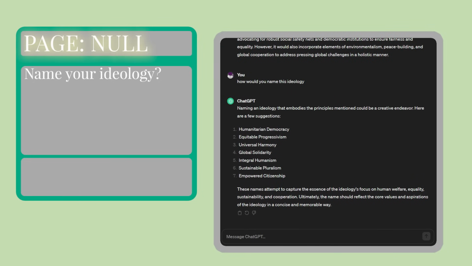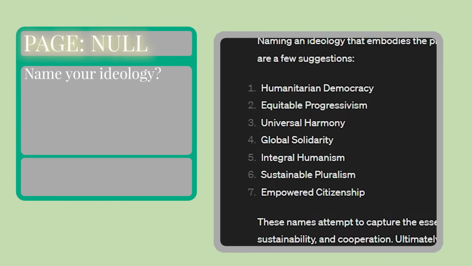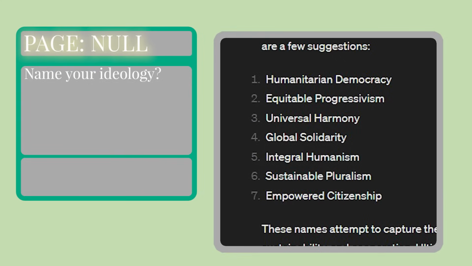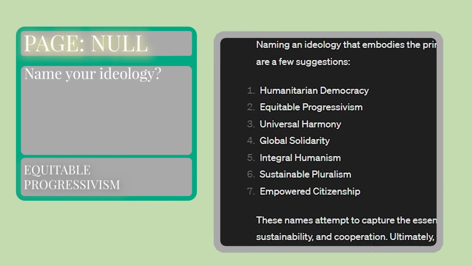I thought it would be fun to ask AI to name its ideology, and this is what it came up with. I think the top 3 of this list are humanitarian democracy, equitable progressivism, and sustainable pluralism. They seem to describe more of the core points than the others, and sound more like actual ideology names. If you had to ask me, I would go with equitable progressivism. So, by the end of the video, we would know where equitable progressivism stands on the political compass.